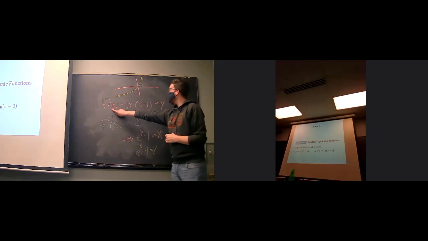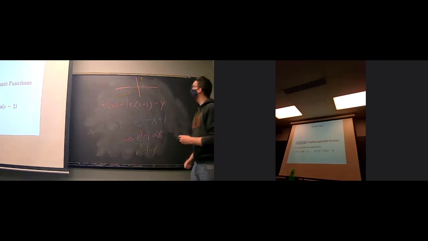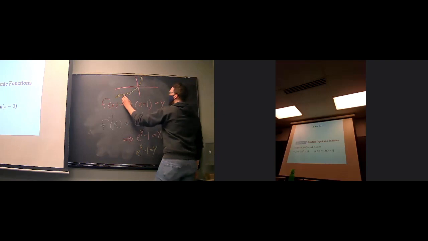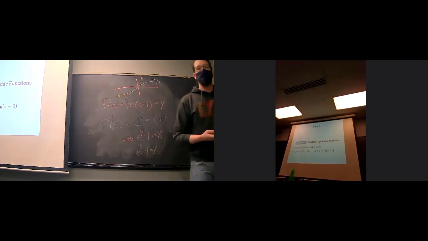Well, the graph of our function is going to be the reflection of this across the line x equal to y. So the graph of our function is going to look a little bit like this. Make sense to everyone?